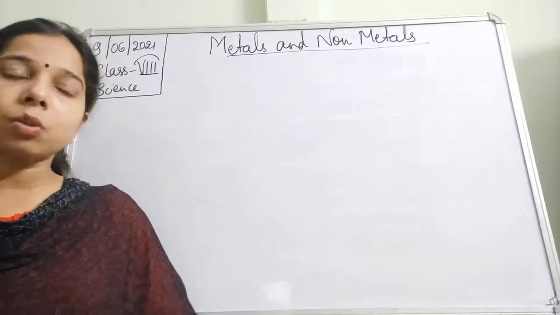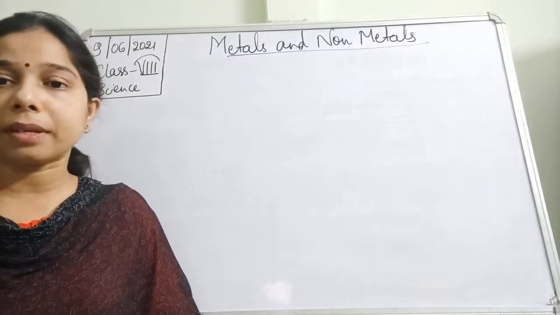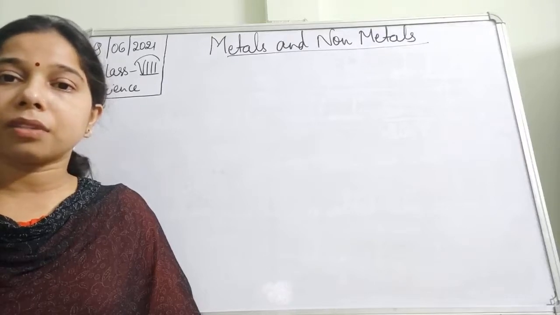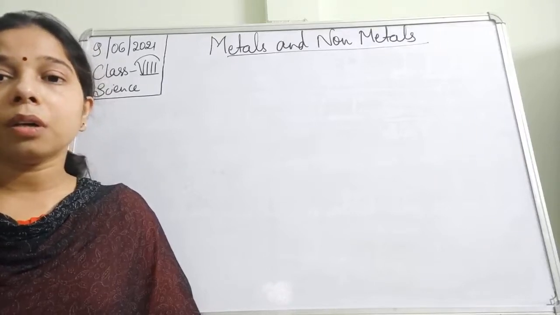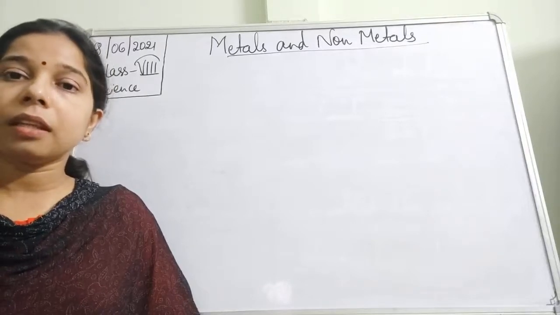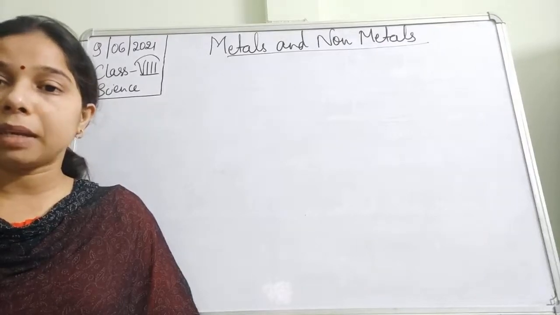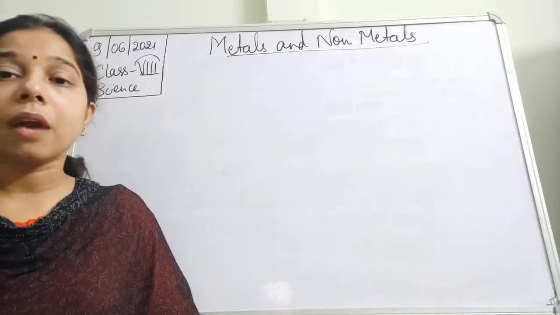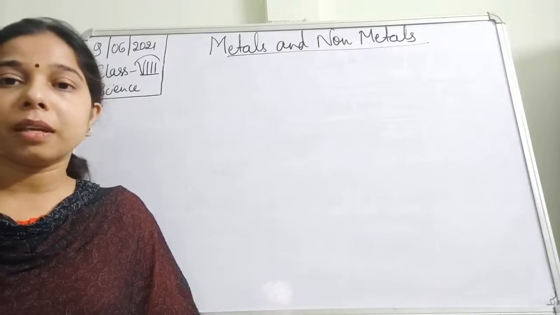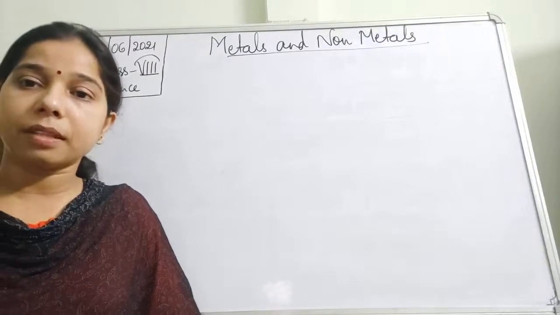See students, if we talk about the uses of the metals, the first metal is iron. So we have seen how iron is useful to us. Being a good conductor of heat, it is used for making utensils. We also used to make sheets of iron and bars of iron. So iron bars and iron sheets are prepared with this metal.